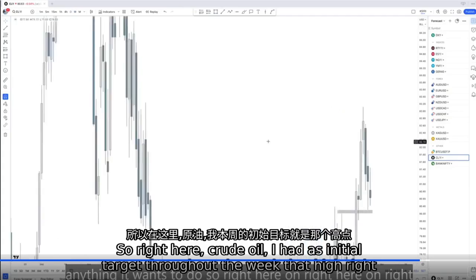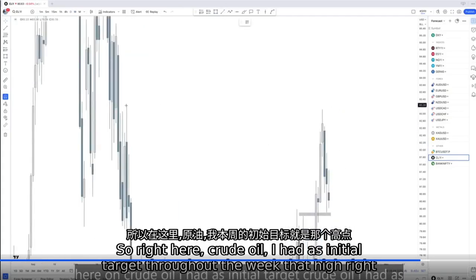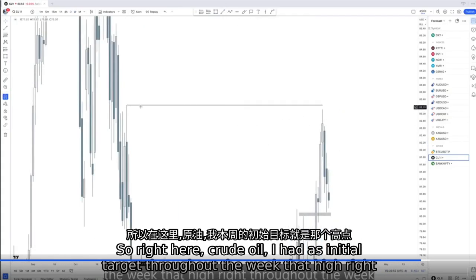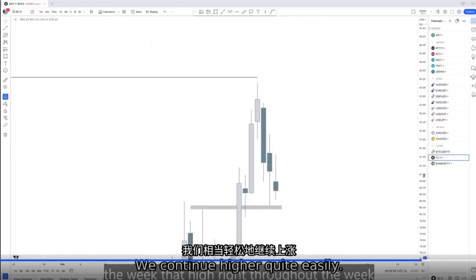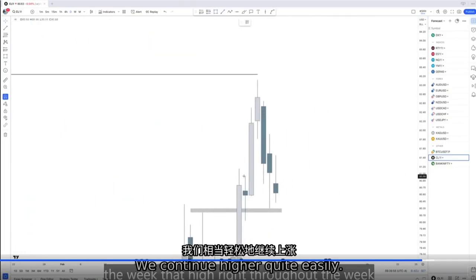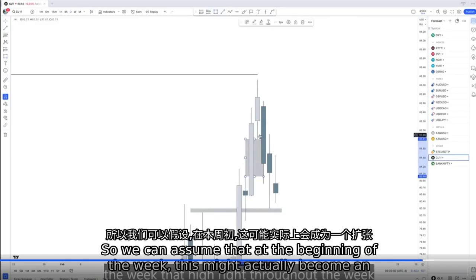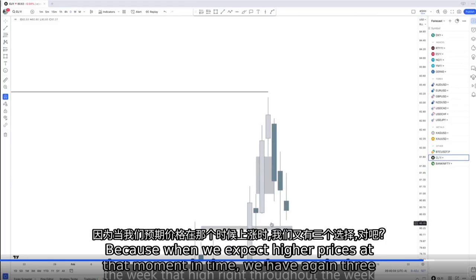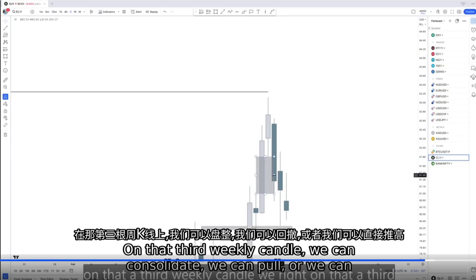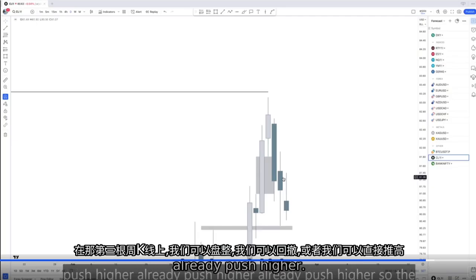So right here on crude oil, I had as initial target throughout the week that high right there. Now, what do we see? We continue higher quite easily. So we can assume that at the beginning of the week, this might actually become an expansion right there. Because when we expect higher prices at that moment in time, we have again three options, right? On that third weekly candle, we can consolidate, we can pull, or we can already push higher.